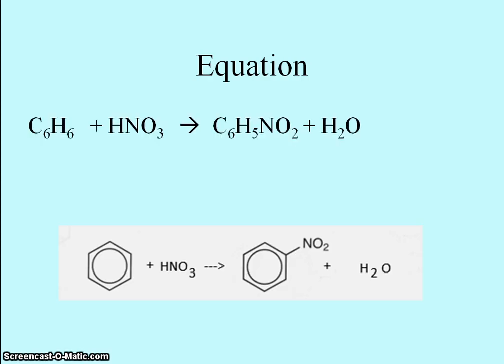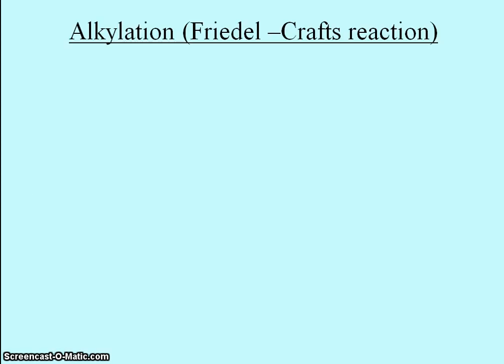Let's take a look at the equation for the reaction. You can see the NO2 group has substituted the benzene ring, so that gives us nitrobenzene, and the co-product is water. Let's take a look at one of 2 Friedel-Crafts reactions. The first one is alkylation. The simplest version of this is methylation.